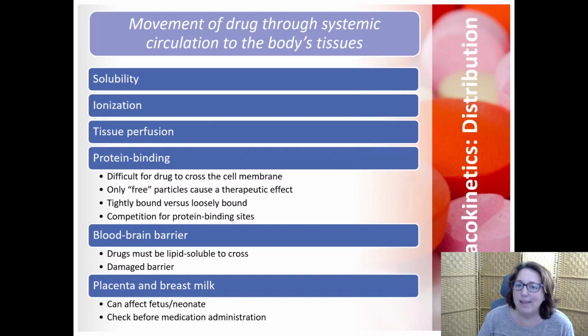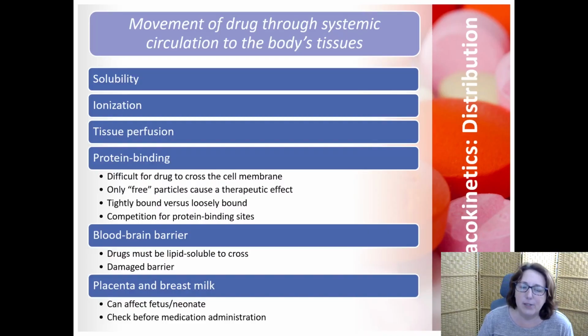If the drug can't be released from the protein binding site, it can't work in the tissues. Only free drug particles can produce a therapeutic effect. Drugs can also be loosely bound. This means that they act faster and are excreted faster. You can also have multiple drugs competing for the same protein binding site. This can alter the effectiveness of a drug or result in toxicity. And we'll talk about toxicity in a little bit.